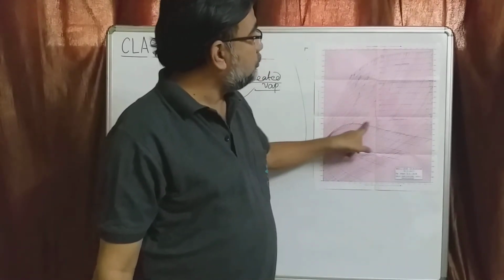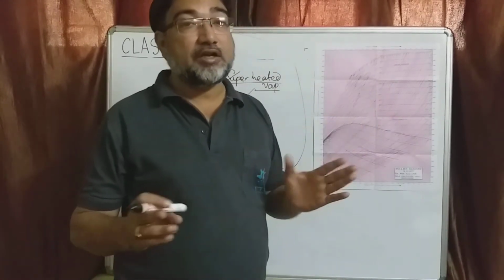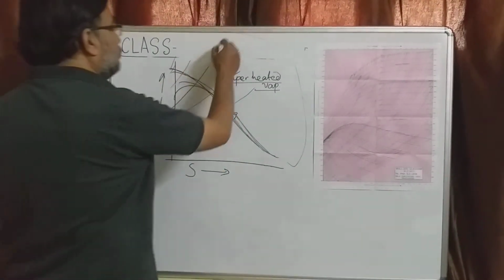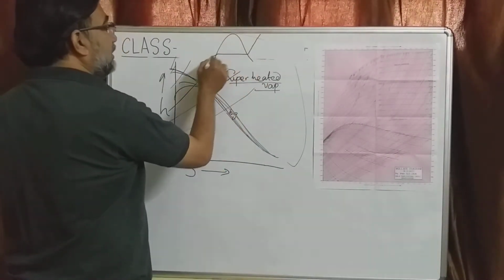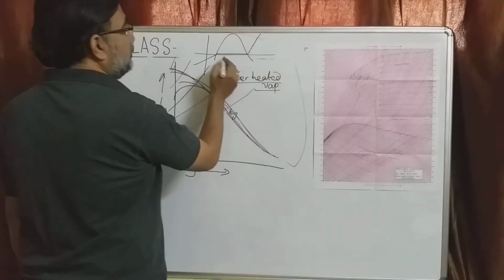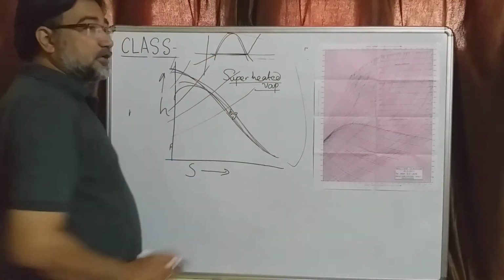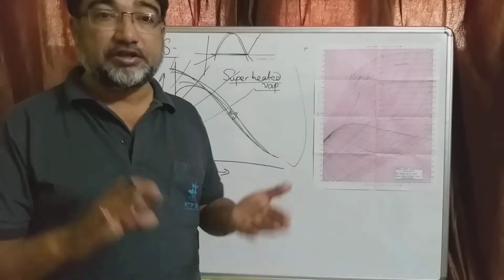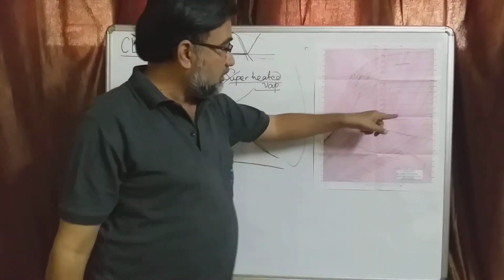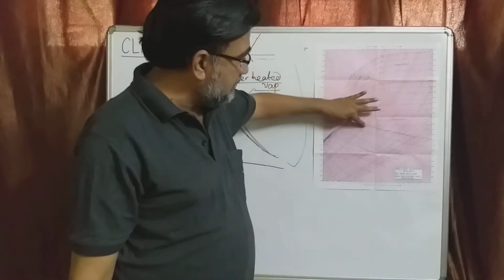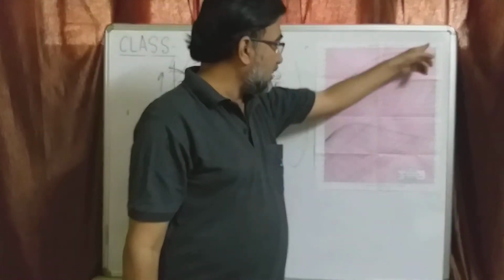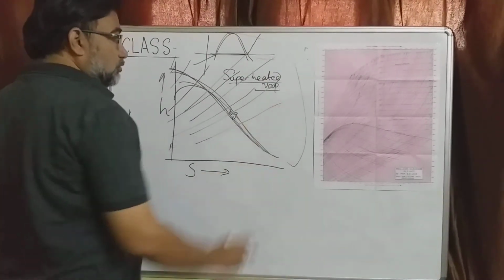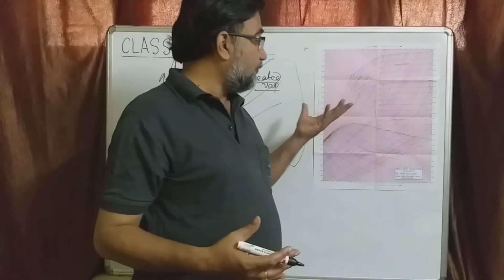Beyond this saturation curve, the constant temperature and constant pressure lines merge into one line, because you know in the TS diagram, this is a constant pressure line and this is a constant temperature line. Within the dome, the constant temperature and constant pressure lines merge into one line, because during phase change the pressure remains constant and the temperature remains constant. So if this is the temperature line, it comes like this and then goes like this. The pressure lines are like this.